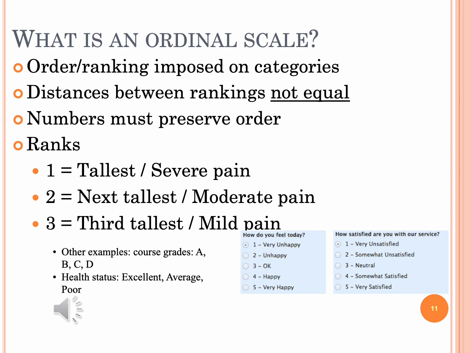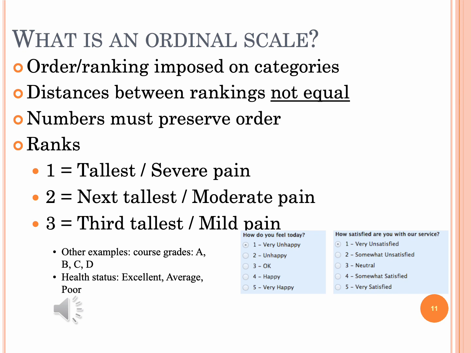The next level of measurement is the ordinal scale. So ordinal tells you that there's some kind of order or ranking imposed on categories. However, the distances between these rankings are not equal. We cannot really measure them. We cannot say that one is 2 times or 3 times the other. We do use numbers to preserve the order, and we call this ranks.